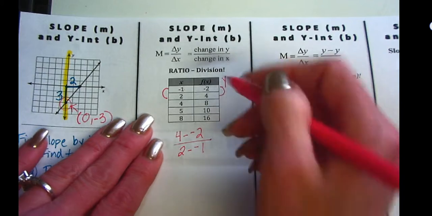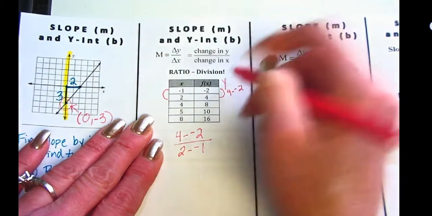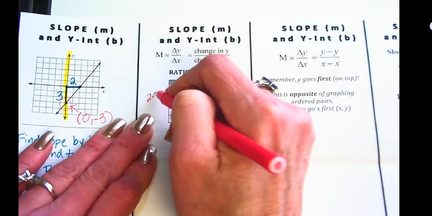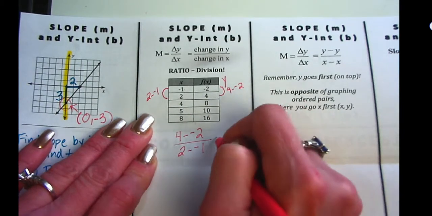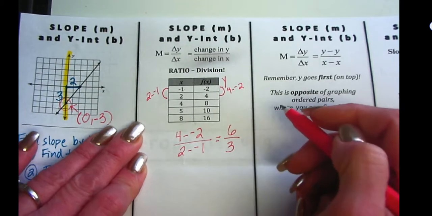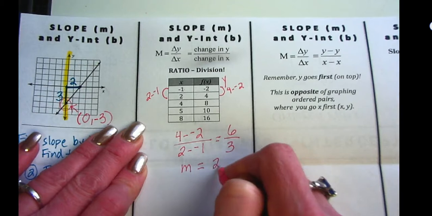You guys see what I did? I just did 4 minus negative 2 for my change in y. I just took two of those points. And then I took 2 minus negative 1 to compute the change in x. And if I do that, it's 6 over 3. And so slope is going to be equal to 2.